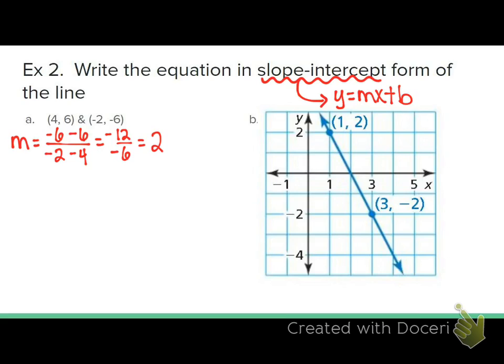Then we have to pick a point. It really doesn't matter. Either point would work. Do you want to use the first one or the second one? First one. Okay. So I like to circle the point that I'm using, and then I can kind of ignore the other one.